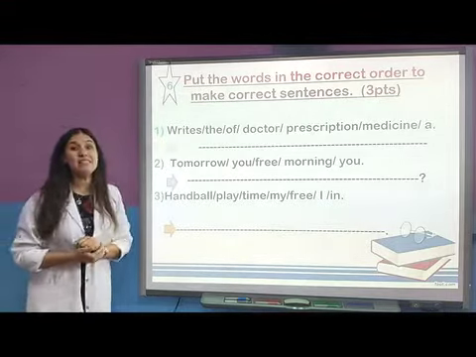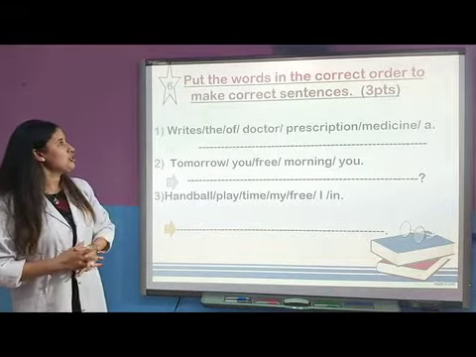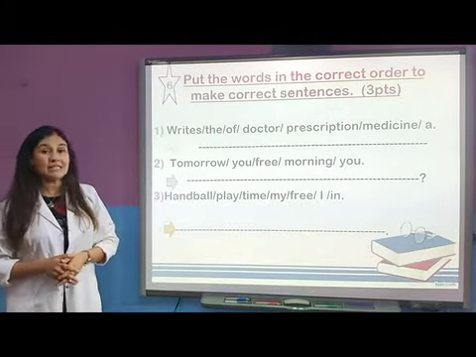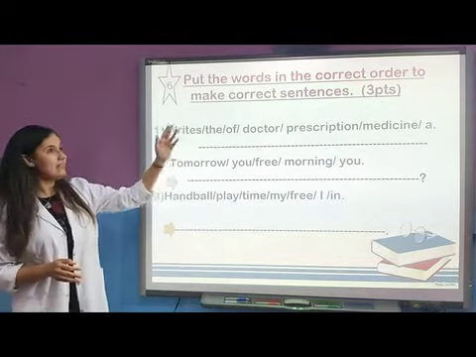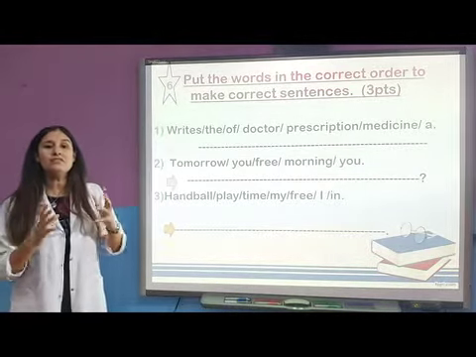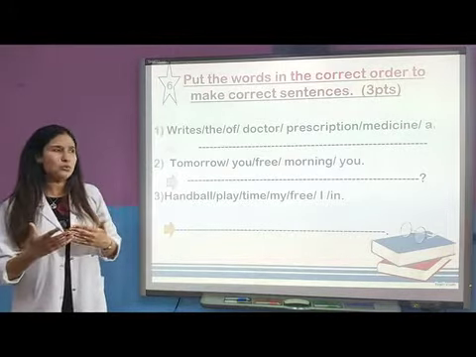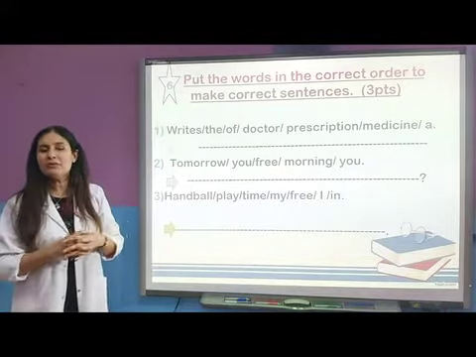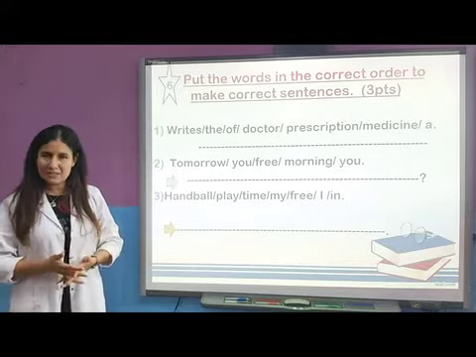Now let's move on to the 6th and the last exercise in our quiz today, which says put the words in the correct order to make correct sentences. So as you can see here, we've got 3 examples and 3 sentences. The words of these sentences are scrambled. This means that they are not in the right order. You have just to put them together in the right order in order to come up with a correct, meaningful sentence.